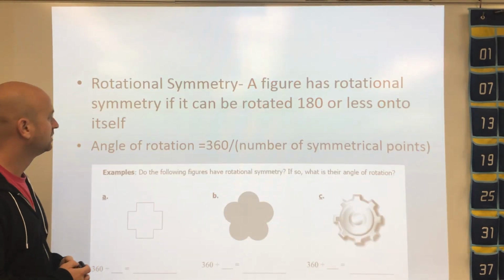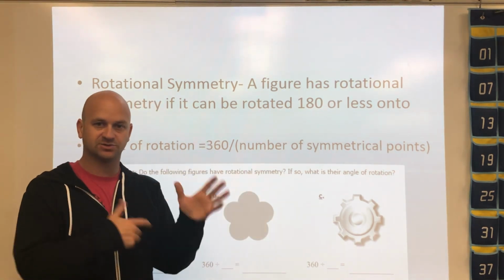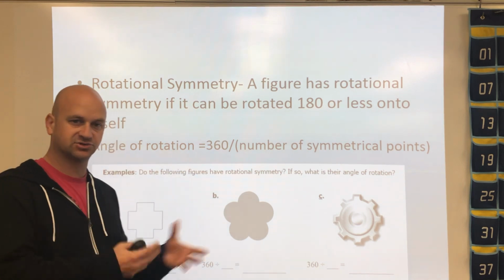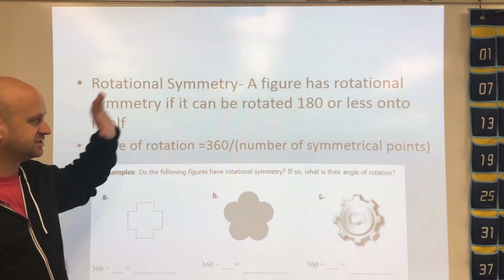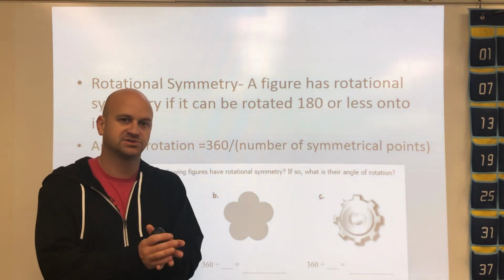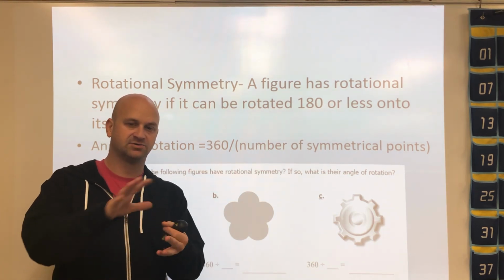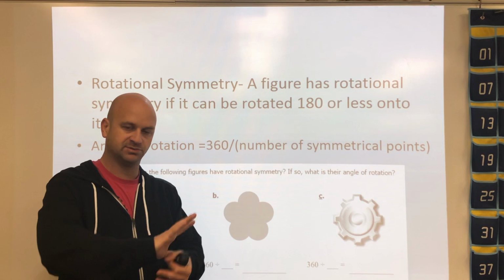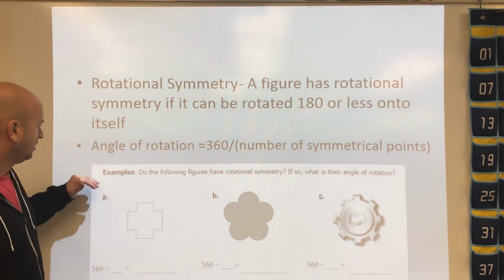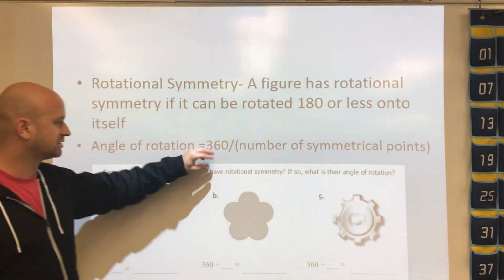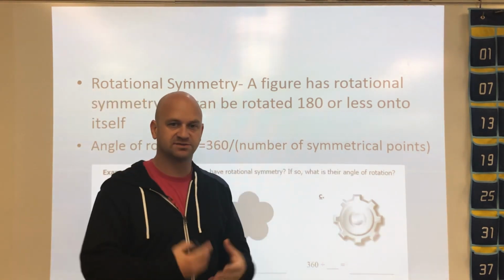The last thing we're going to talk about is rotational symmetry. In the beginning of the lesson, I had those shapes that looked like they were symmetrical in rotation. By definition, a figure has rotational symmetry if it can be rotated 180 degrees or less and equal itself. If you turn it 180 degrees or less, it would be the exact same shape. The formula we're going to use is 360 degrees, because that's the number of degrees in a circle, divided by the number of symmetrical points.